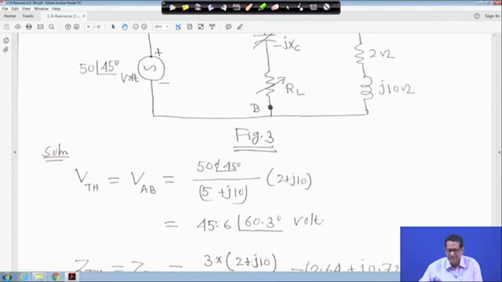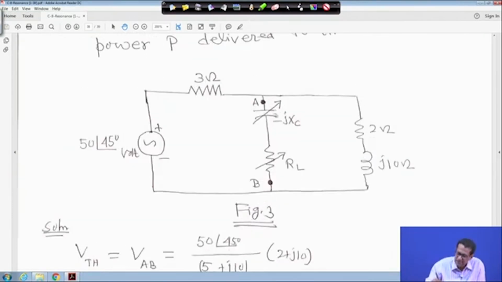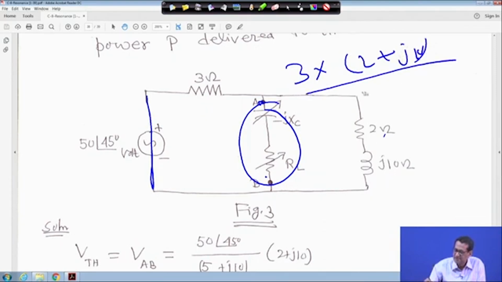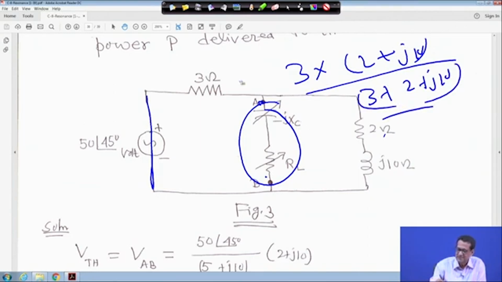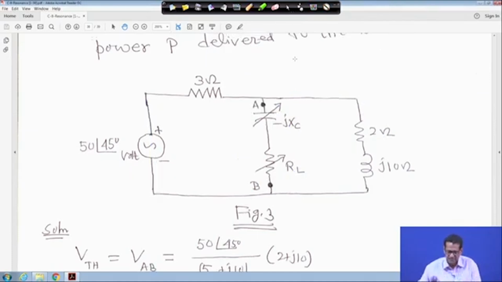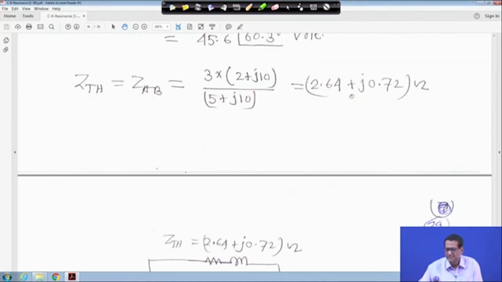Now Z Thevenin. When the load is not there and this point is open, for Z Thevenin you have to short the source, the way you do in a DC circuit. Then it is 3 ohm and 2 plus j10 in parallel. So it will be 3 into 2 plus j10, divided by 3 plus 2 plus j10. This is my Z Thevenin, which is 2.64 plus j0.72 ohm.